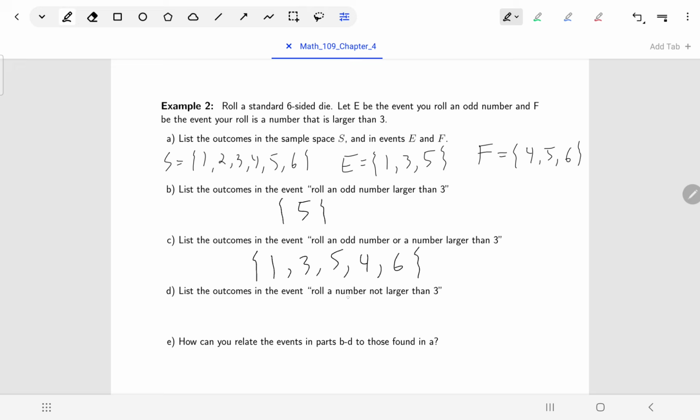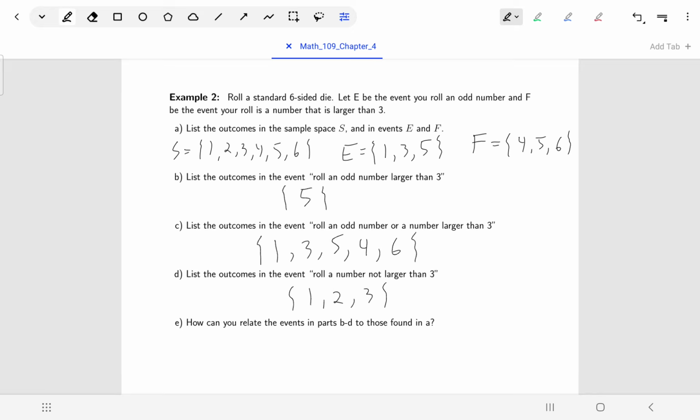D, the outcomes in the event, roll a number not larger than 3. So larger than 3 is 4, 5, and 6. The things that aren't larger than 3 are 1, 2, and 3. And of course, as you've probably been thinking during this example, these three things are definitely related to E and to F. Part B is asking us how many ways that E and F overlap, odd numbers which are larger than 3, that's E and F.